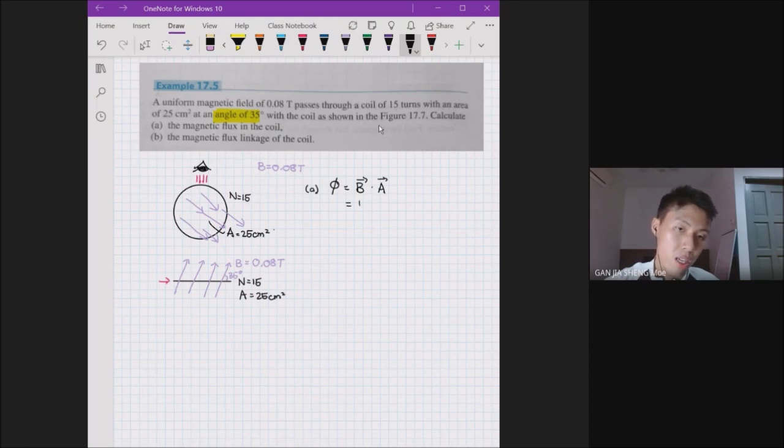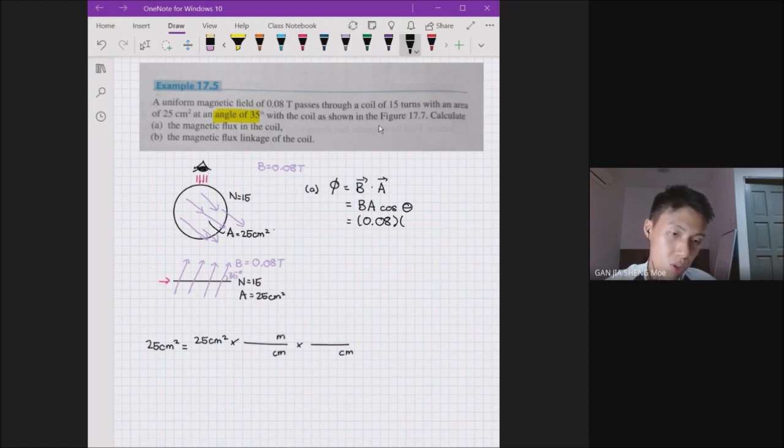In this case, B and A, BA cos theta. The magnitude of B is 0.08 Tesla, and the area here is 25 cm squared. So we have to convert it into meter squared. If you are not confident, you can do the conversion outside. You want to eliminate cm squared and replace it with meter squared. So you eliminate cm once, you eliminate cm twice, you introduce meter, you introduce meter. 1 meter is equivalent to 100 cm.